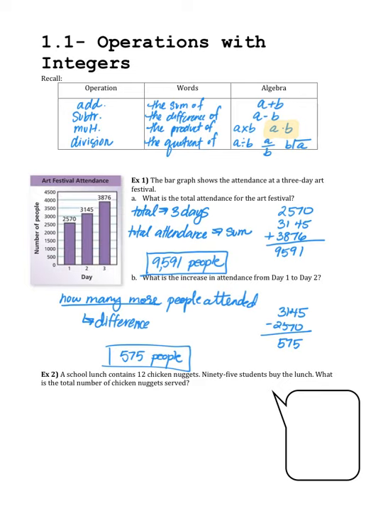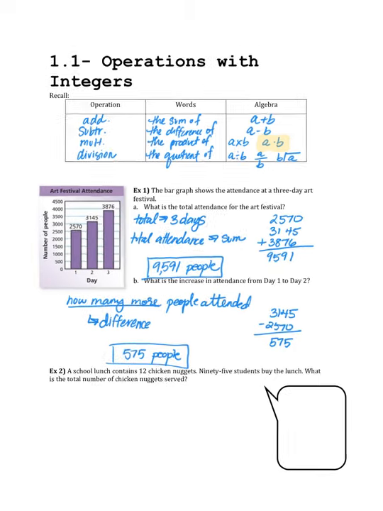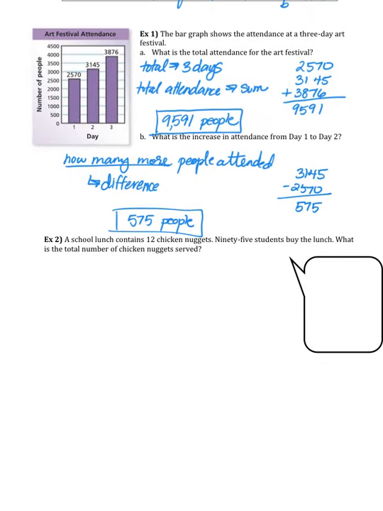All right, so that takes care of example 1 with our bar graph. So for example 2, we're going to take a look at a school lunch that contains 12 chicken nuggets. So each kid would get the 12 chicken nuggets, and there are 95 students that buy lunch. So what is the total number of chicken nuggets that are served? So you want to find the total number of chicken nuggets in 95 groups of 12 chicken nuggets. So the phrase 95 groups of 12 indicates that you need to find the product.